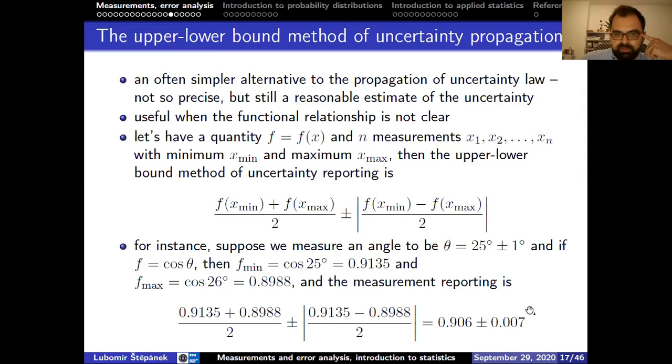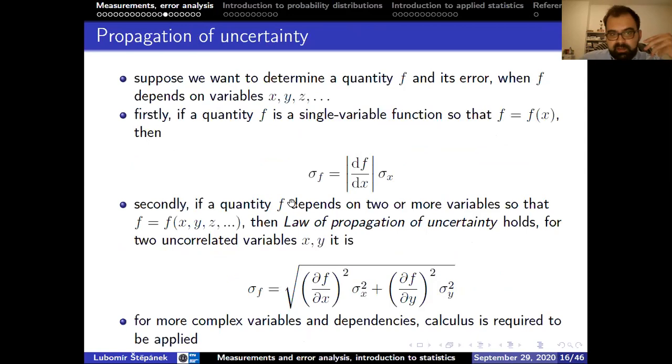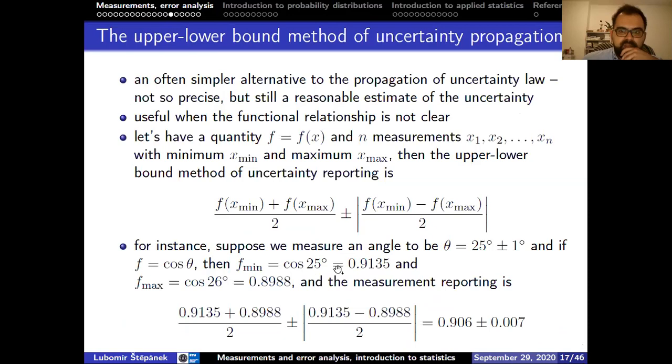It could be done by this law of propagation of uncertainty, because we are able to derive, for example, the formula for cosine. We are able to differentiate it with respect to theta. You know, there are some listed derivatives with respect to a single variable. But forget about this. This is an absolutely feasible estimate in case we are going to need it.